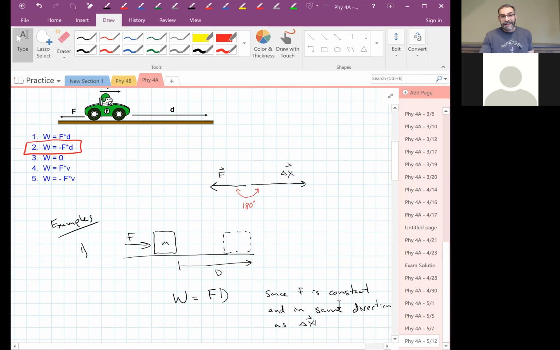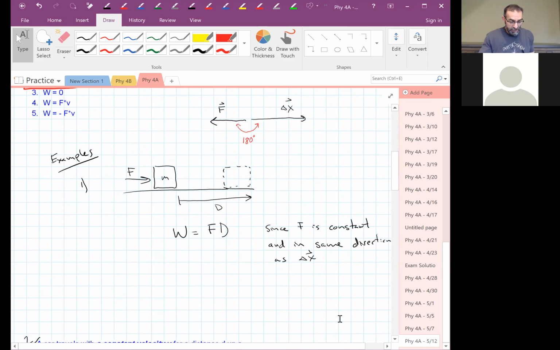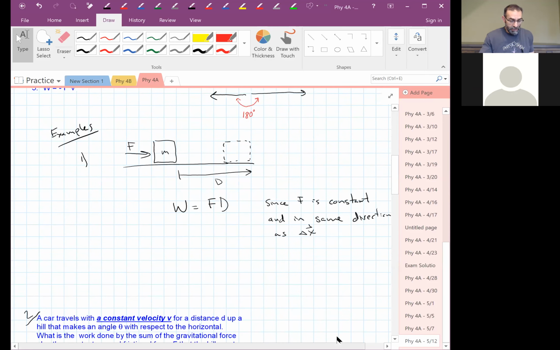Now you see why I was hesitant to use the symbol W for weight in our free body diagrams. We've got a W now for work. So just be careful if you like to use W for weight, there's also a W for work now. So make sure you know which is which.